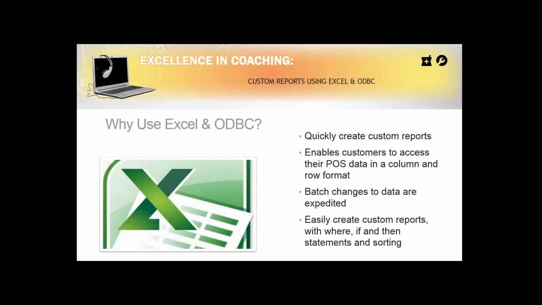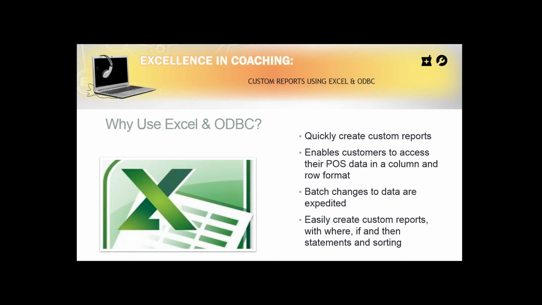Second slide here talks about, why use Excel and ODBC? Well, short and sweet, it quickly will let you create a custom report. You can create a custom report in under a minute using Excel and ODBC. It's that easy and that quick. It also enables you to get access to information in your system and export that into a column and row format. That makes it nice because now you can do batch changes to that data. So if you're able to export your inventory information or your suppliers or really any table in the Paladin system, you can make batch changes to that information very quickly. And you can format it and add calculations and formulas to it as well.